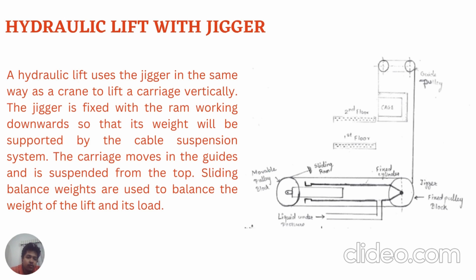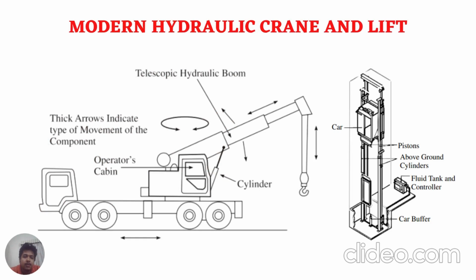The jigger is fixed in the ram working downwards so that its weight will be supported by the cable suspension. The carriage moves in the guides and is suspended from the top, and sliding balance weights are used to balance the weight of the lift and its loads. Now let's see how we can use these cranes and lifts in the present era.